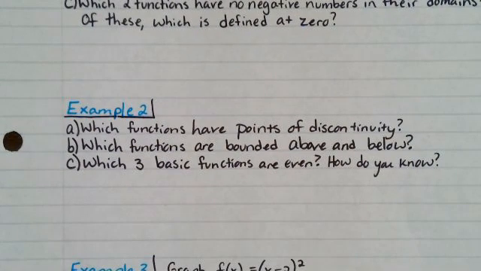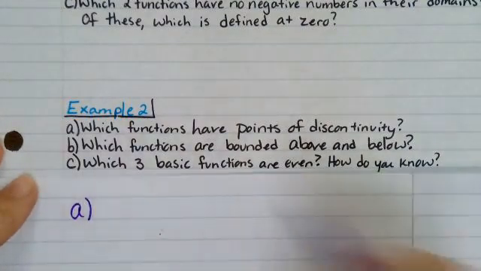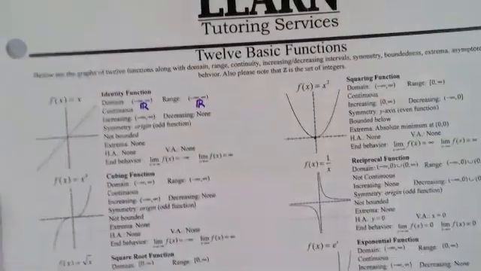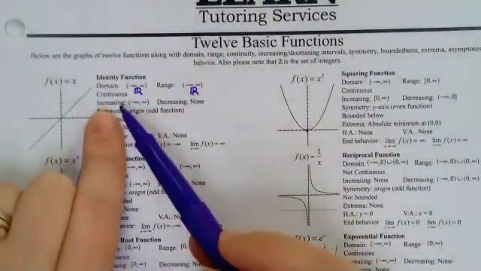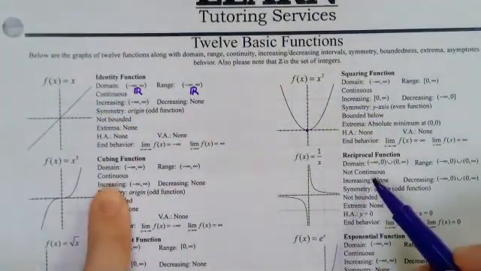Which functions are bounded above and below? Which 3 functions are even, and how do you know? Okay, so here we go. Let's say A, we're going to say functions have points of discontinuity. Well, one thing you can do is use this little paper to help you. If it says continuous, then it does not have any discontinuity. So I'm looking continuous, continuous, not continuous.